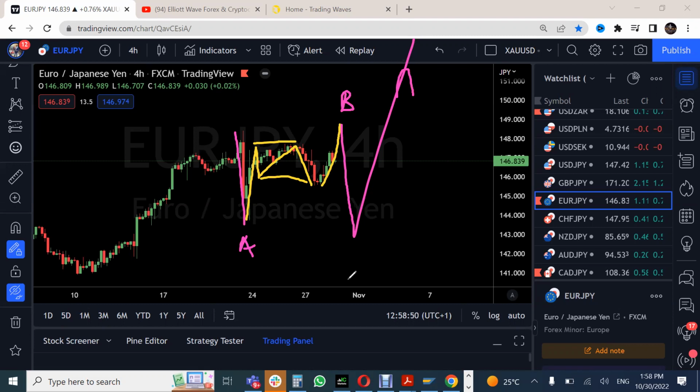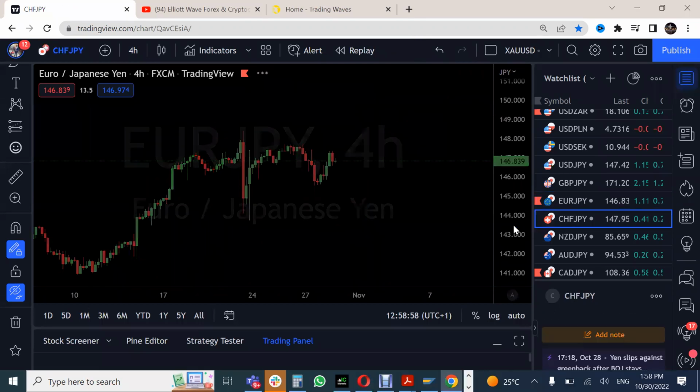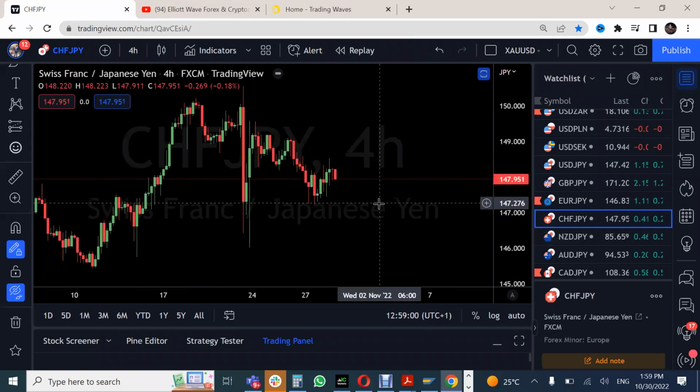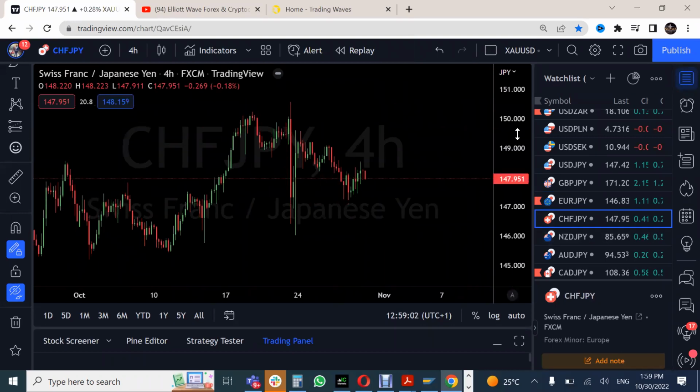If I was going to buy this, I would be buying looking at this one here. If I'm going to sell this, I'm going to sell if I get a sign around that area. So that is the skill that we teach in our course, how to understand wave theory. All right, so looking at CHF yen, it does not look like there's any momentum to go to the upside.